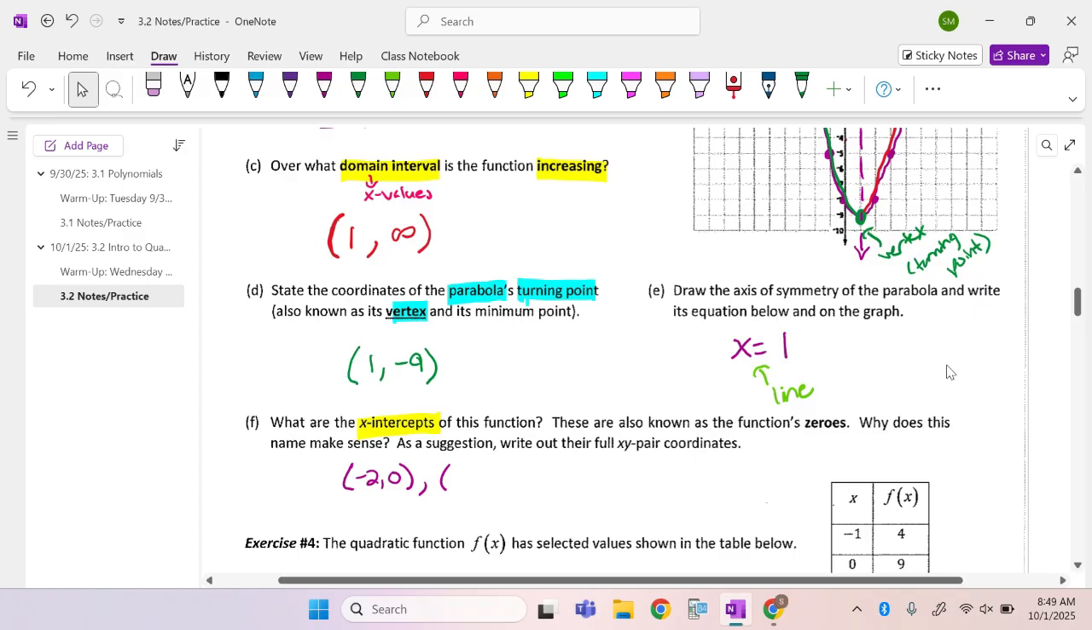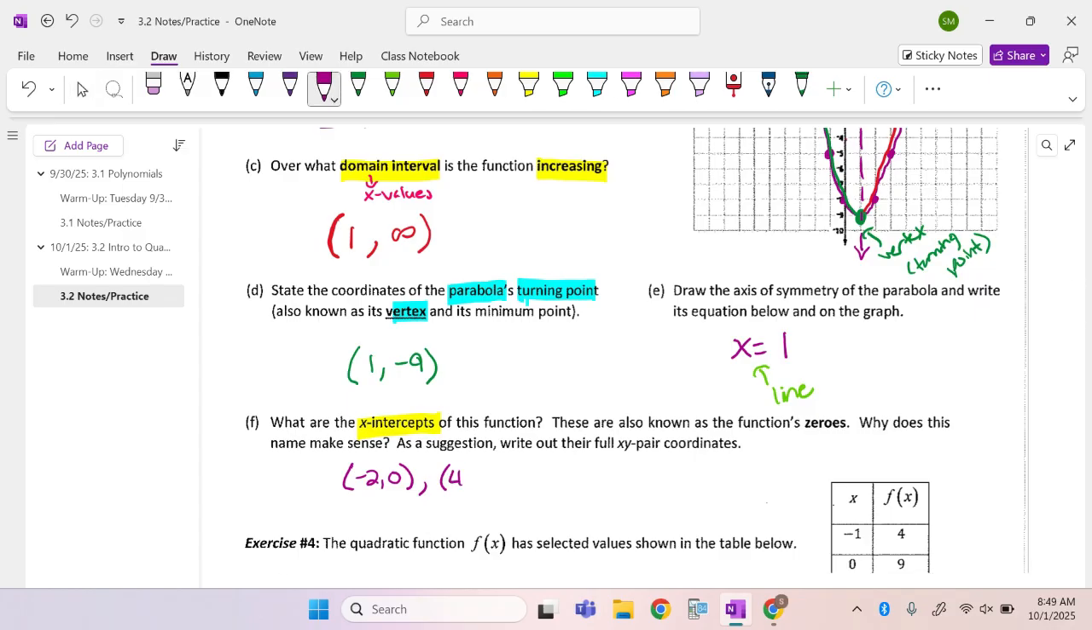All right, so it's at -2, 0 and 4, 0. Now, x-intercepts are also known as the zeros of the function. So remember, there's a bunch of different words that are synonymous to x-intercepts. It's zeros, roots, and solutions. All right, so you'll hear that interchangeably a lot. All right, and we'll come back to that in a little bit. But these are two coordinates. Okay.